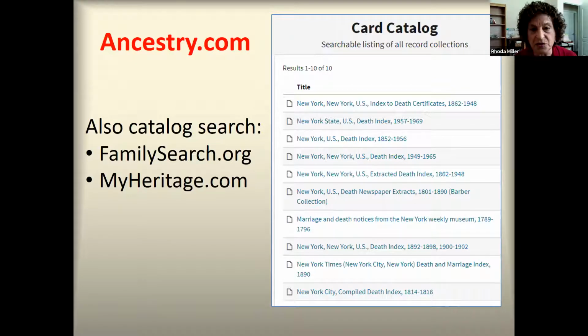And all of these should be available for free in local public libraries. Ancestry is normally a subscription, but it's available free in most public libraries. FamilySearch is available free from any place you can get an internet connection, in your home. MyHeritage is also a subscription.